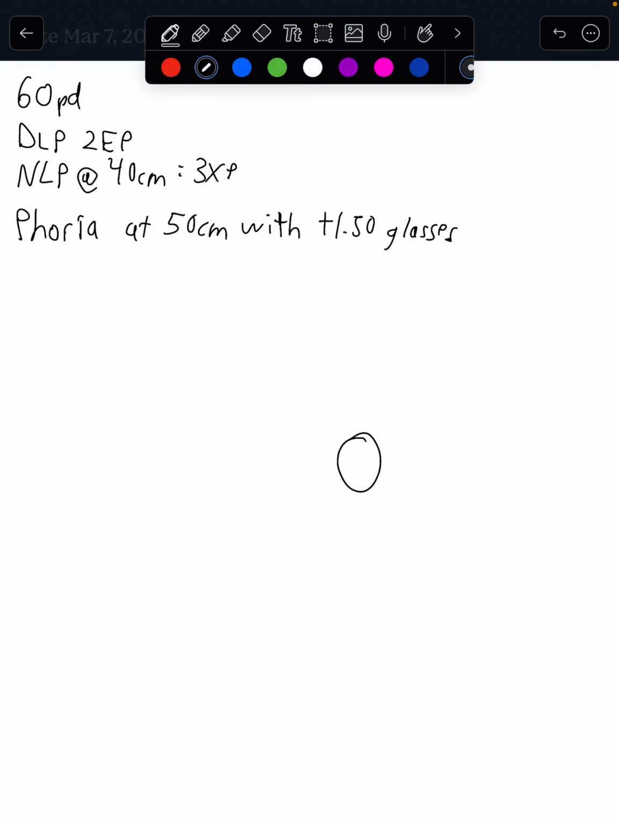So first, circle the ortho line, then 60 divided by 4 to get the convergence demand. That's 15. Okay, the DLP is 2 EP, so that's to the left. And then the NLP is 3 XP, so that's to the right. So right here, 3 XP. Okay, so now we need to find the amount converged.